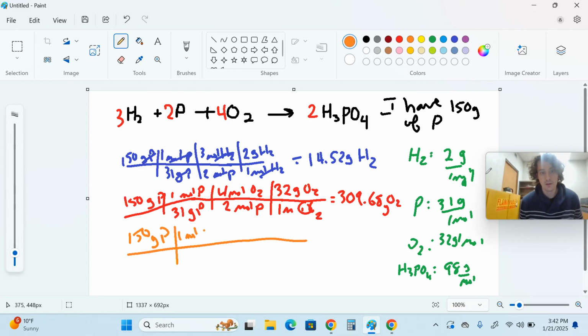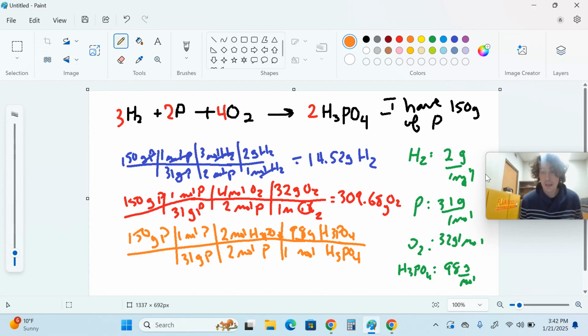1 mole of phosphorus per every 31 grams of phosphorus. Now the ratio is 2 to 2 in this case, which is nice because that's 1 over 1. But again, I'll just, for thoroughness, write it out: 2 moles of phosphoric acid per every 2 moles of phosphorus. And then lastly, the molar mass. The molar mass of phosphoric acid is approximately 98 grams of phosphoric acid per every mole of phosphoric acid.